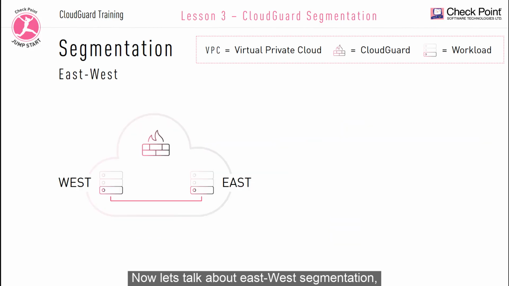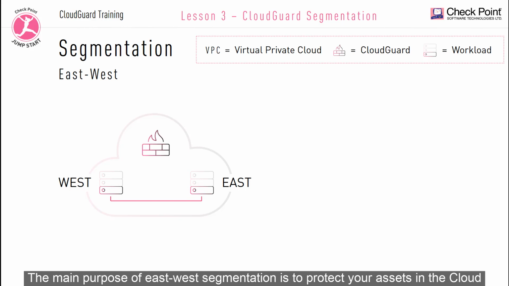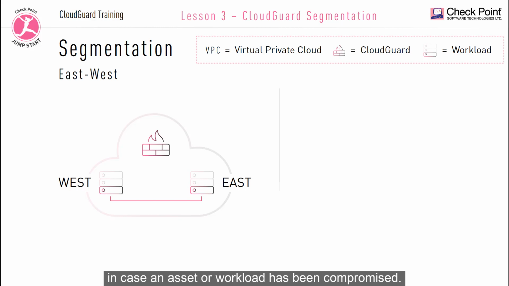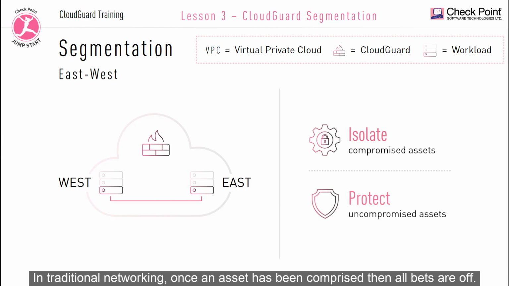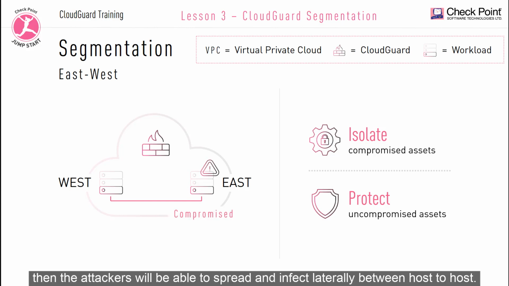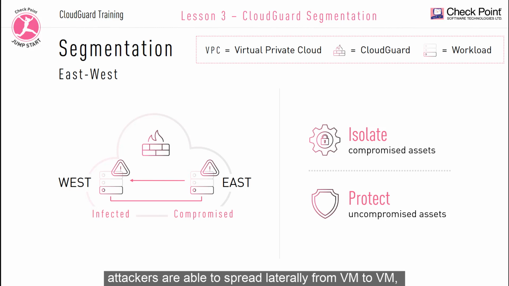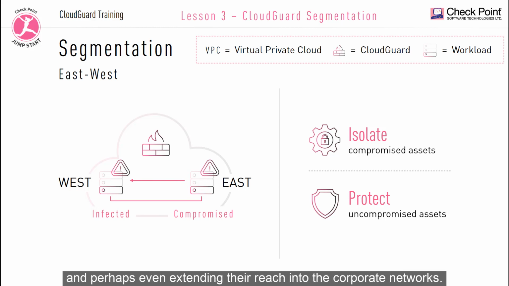Now let's talk about east-west segmentation, which is completely different from north-south segmentation. The main purpose of east-west segmentation is to protect your assets in the cloud, in case an asset or workload has been compromised. In a traditional network, once an asset has been compromised, then all bets are off. The attackers will be able to spread and infect laterally from host to host. The same is true also in the cloud. Once an asset has been compromised in the cloud, attackers are able to spread laterally from virtual machine to virtual machine, or perhaps even extend their reach into the corporate networks.